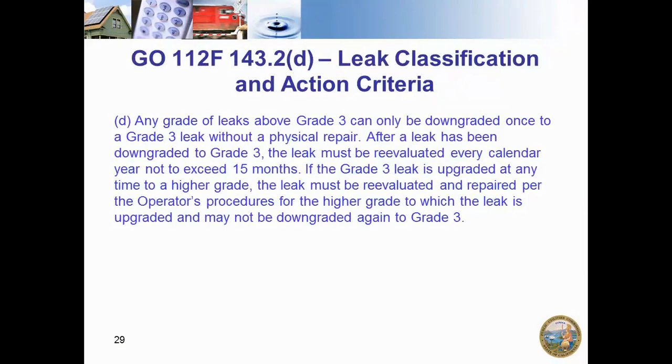So after a leak has been downgraded to grade 3, the leak must be evaluated every calendar year not to exceed 15 months. If the grade 3 leak is upgraded any time to a higher grade, then it must be reevaluated and repaired for the higher grade to which the leak is upgraded and may not be downgraded again to grade 3. So you can only downgrade each individual leak to grade 3 one time.